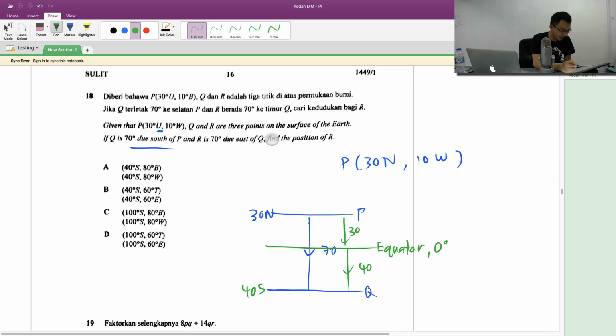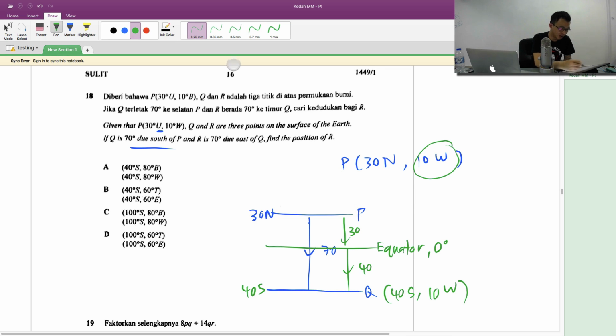the question actually says R is 70 due east of Q. So that means Q is just at the bottom, so there must be the same longitude. Because it just goes down, it doesn't move sideways, so I know the position for Q will be 40 south, 10 west. Alright, and then the question continues, saying that R is 70 due east of Q.